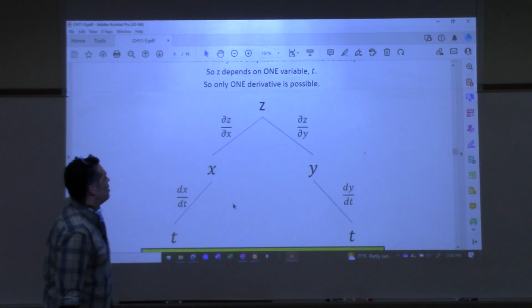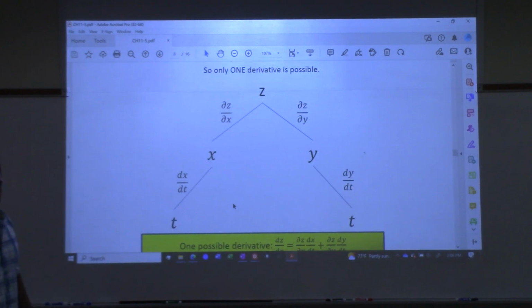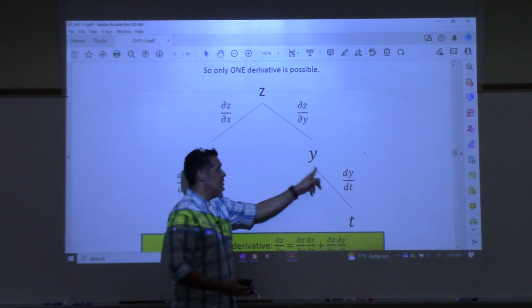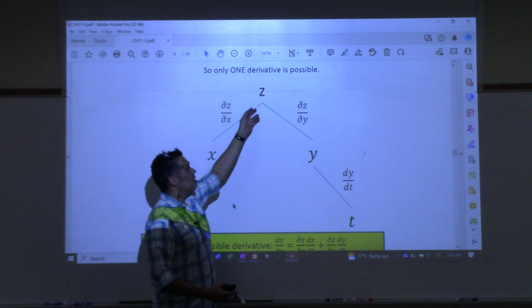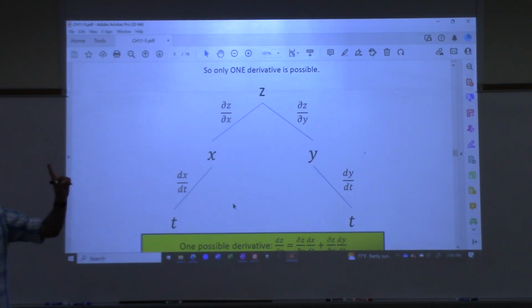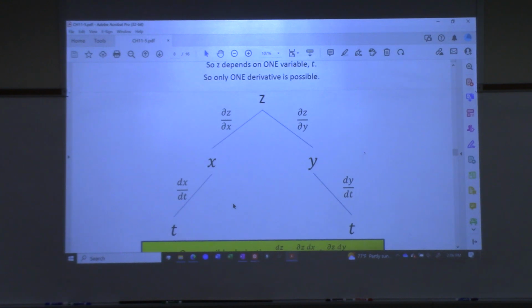But here z depends on one thing, right? Z ultimately only depends on t. You give me t, I can give you x. You give me t, I can give you y. Once you know what y and x are, you get z, right? So z depends on t. That means there's only one derivative possible here, and that is the derivative of z with respect to t. Is it a partial derivative? No.